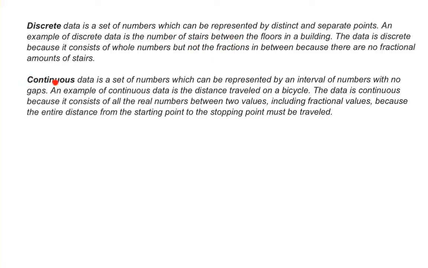Continuous data is a set of numbers which can be represented by an interval of numbers with no gap. So this would be a graph with a line or a curve where the points are all connected. An example would be the distance traveled on a bicycle. You can go 6.3333 miles. You can go 7.25 miles. You can have those fractions and decimals with continuous data.